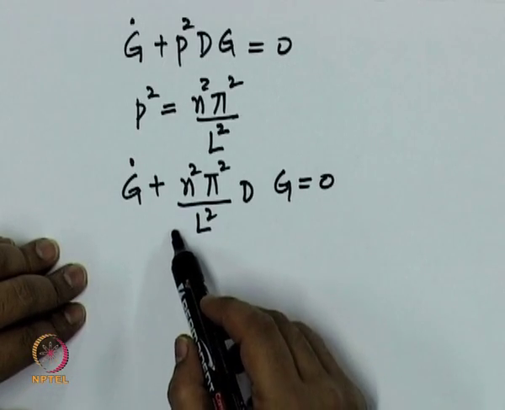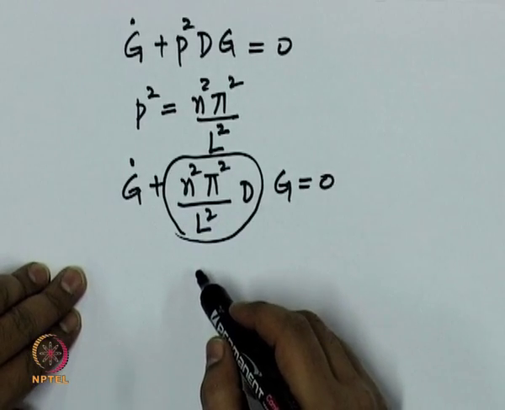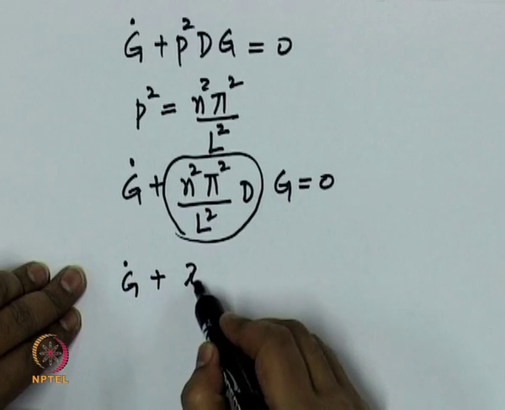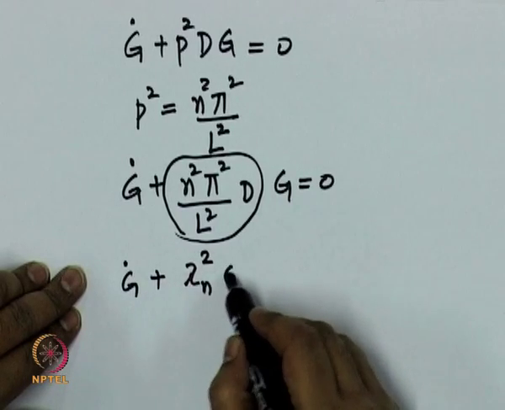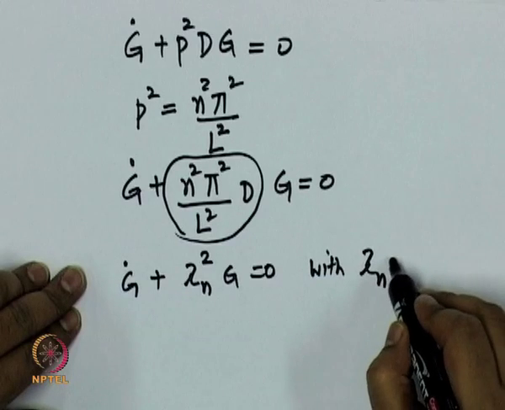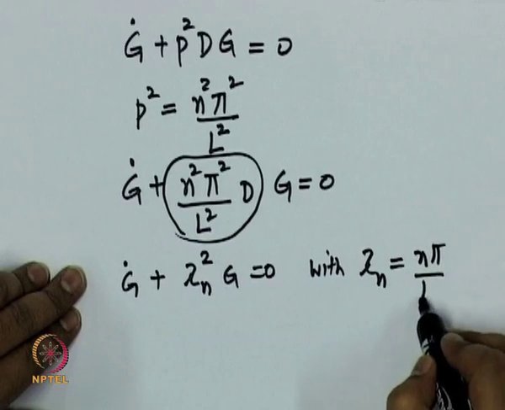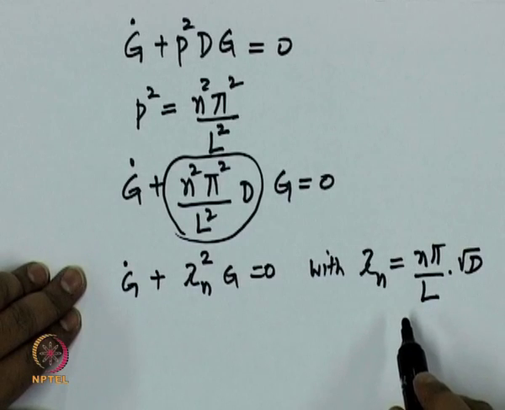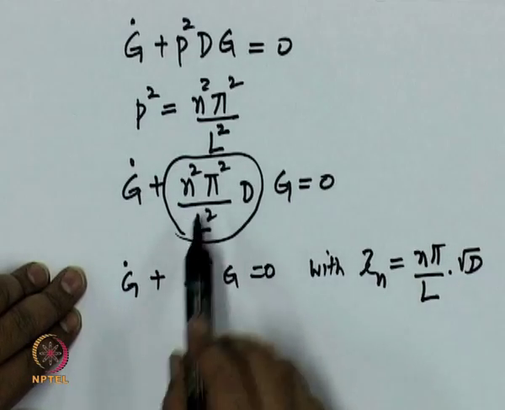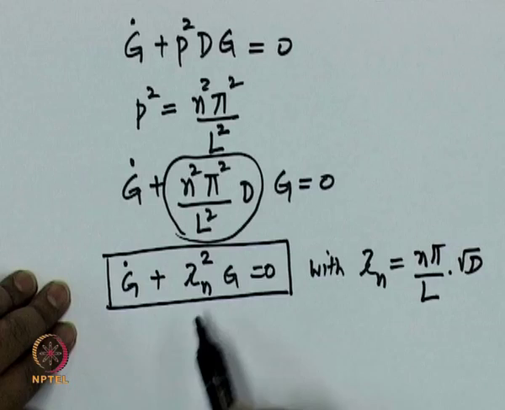I am going to call this some lambda n squared. G dot plus lambda n squared G equal to 0, with lambda n being given by n pi by L root D. So, lambda n squared will become n squared pi squared by L squared D. So, that is what is here. Let us solve this equation: G dot plus lambda n squared G is equal to 0.